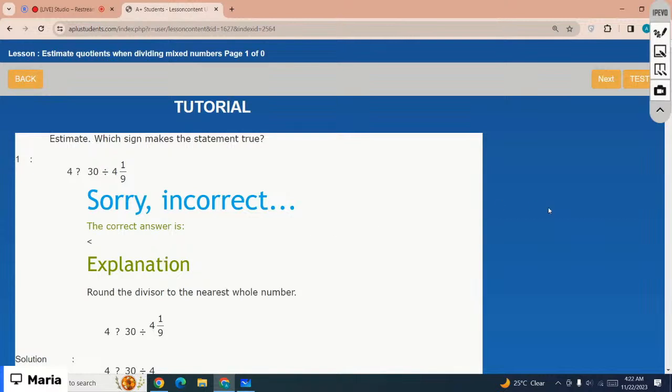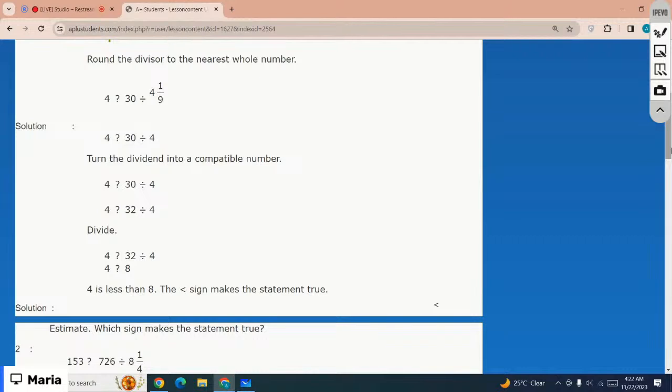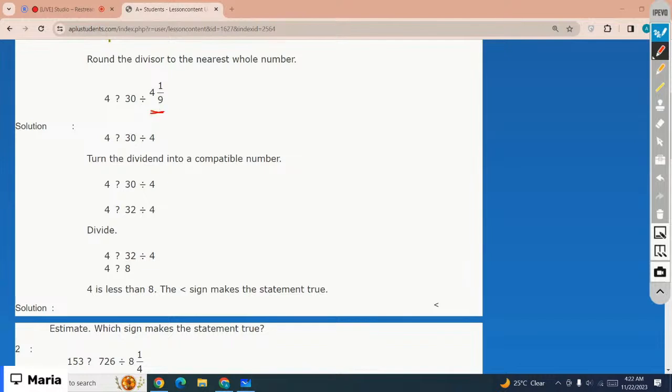You have the missing sign between 4 and 30 divided by 4 whole 1 over 9. Basically, you have to round the divisor, 4 whole 1 over 9, to the nearest whole number, right? You have to compare that 1 over 9 to 1 over 2. If this fraction is less than 1 over 2, you round to the same whole number. And if it is greater than 1 over 2, you have to round up. So 1 over 9 is less than 1 over 2, right? That means you round to the same whole number and it would be rounded to 4, right?